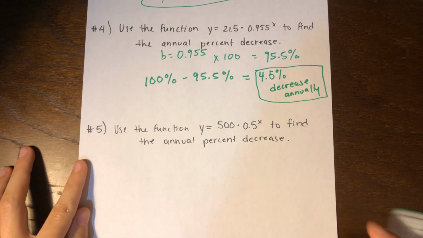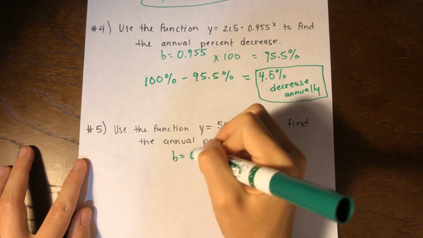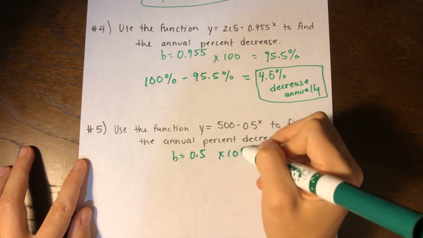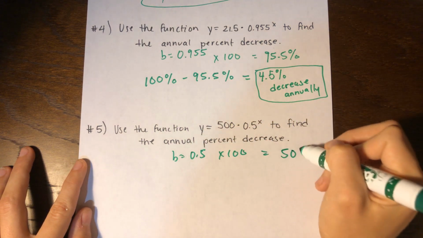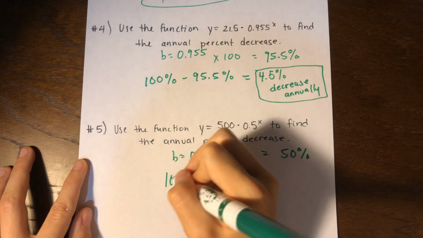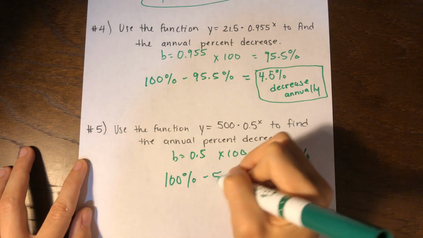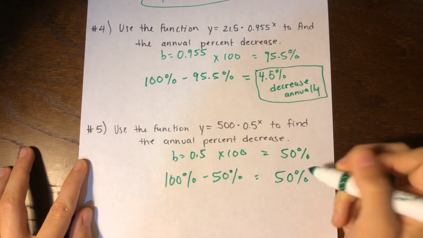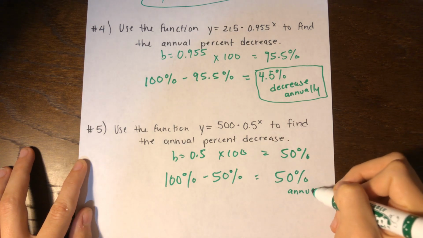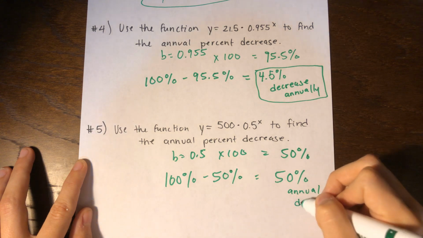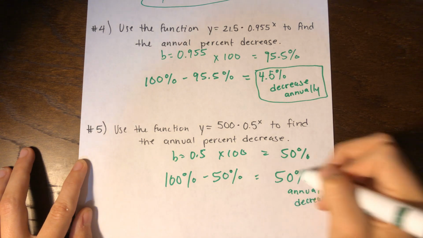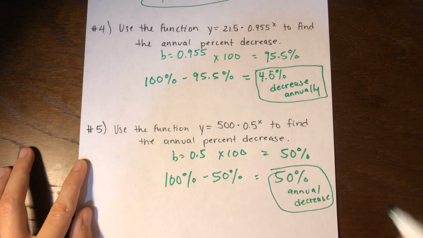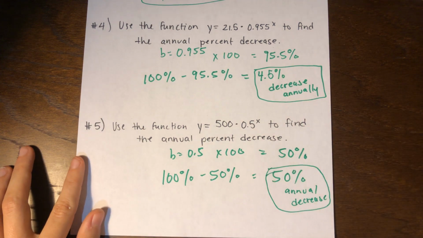Last one. Now that we know our b is 0.5, we're going to times by 100, so we get 50%. 100% minus 50% equals 50%, and that's the annual decrease. That's it.